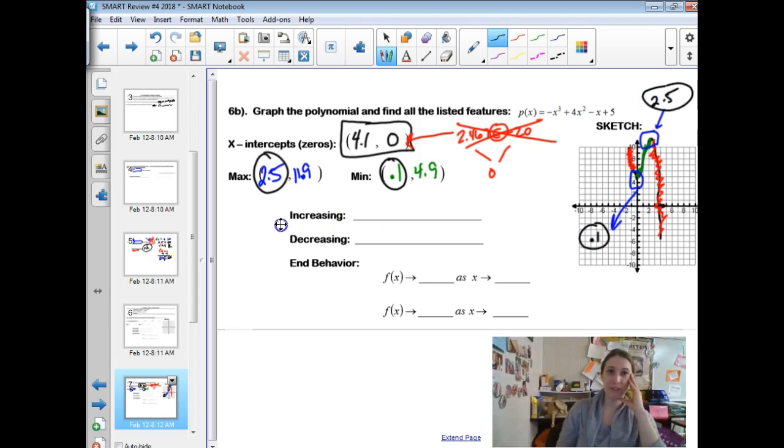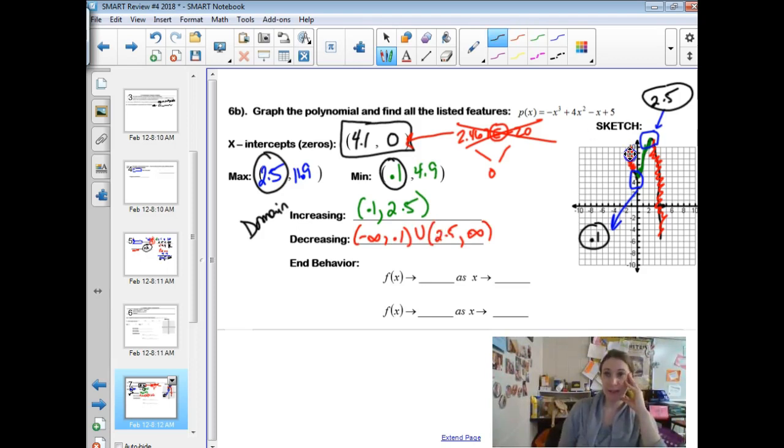So make sure you're giving me, these are domain intervals. So you should only be giving me x values. So it is increasing from 0.1 to 2.5. And it is decreasing. This is the weird one. It starts at -infinity, kind of, sort of, and then it stops decreasing at 0.1, but then it picks up again with its decreasing interval at 2.5 to infinity.